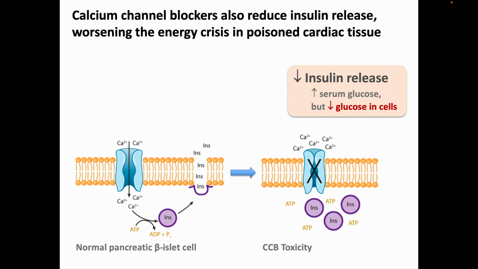But while the serum glucose levels may now be elevated, it's only because the glucose isn't getting into the cells, where now it's needed more than ever because the heart is more reliant on carbohydrate metabolism, resulting in decreased inotropy and poor tissue perfusion. Basically, shock.